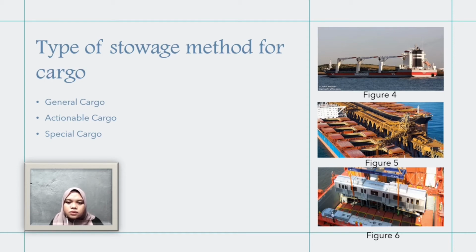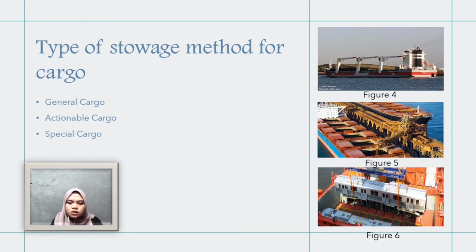Next, actionable cargo. Actionable cargo is usually used to carry commodities consisting of grains like rice, wheat, dry fruits, and so on. As you can see, figure 5 is one example of actionable cargo that is used in Australia.